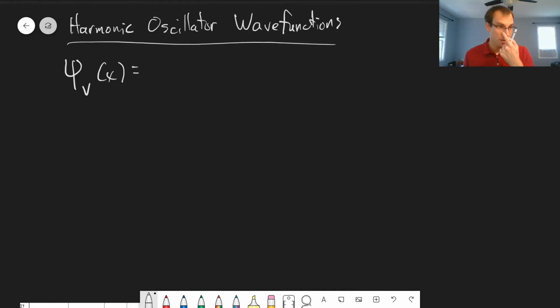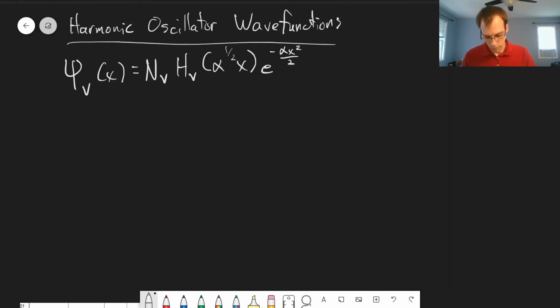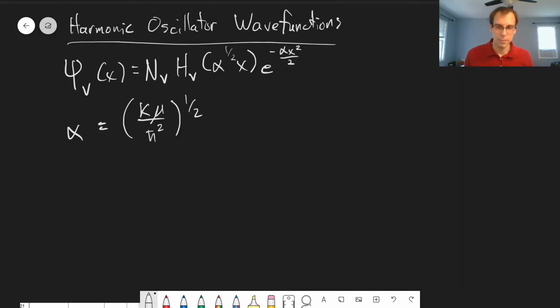And the general formula that we have is a normalization constant that depends on v, N_v, times H_v of alpha to the 1/2 x, times e to the minus alpha x squared over 2. Now, what is alpha here, and N_v and H_v? We'll look at that now. So alpha is a collection of constants, and alpha is equal to k times mu over h bar squared, raised to the 1/2 power. So it's just a bunch of constants collected together to make it a little bit easier to write all this out.